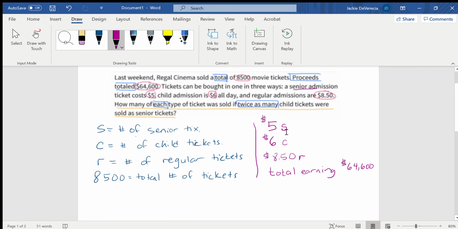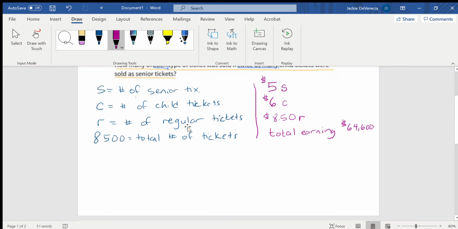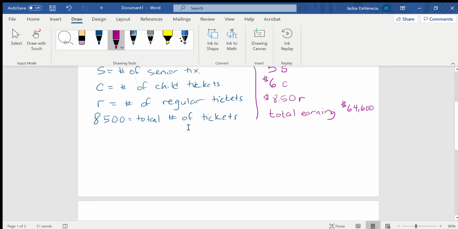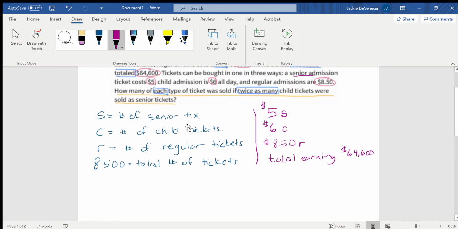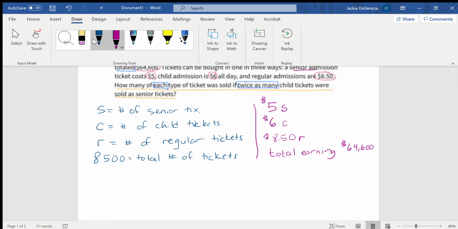In the question over here, it says twice as many child tickets were sold as senior tickets. This is a hint that we have an expression. Twice as many child tickets were sold as senior tickets is a hint to us that child tickets are more than the senior tickets. So we need twice as much, that's 2 times S. That's how you translate twice as many tickets sold as senior tickets.